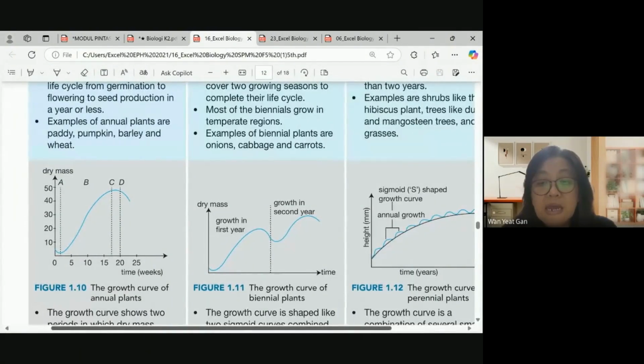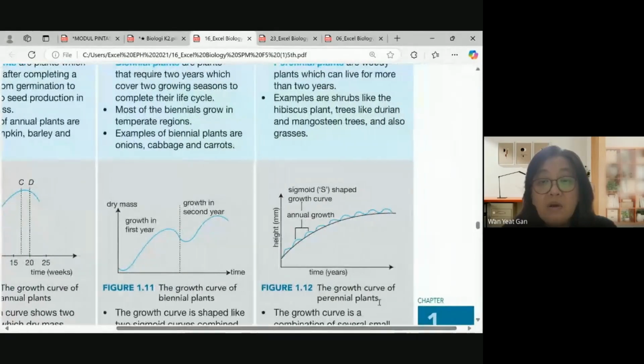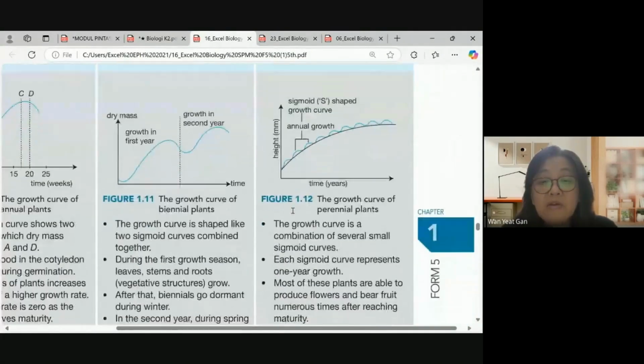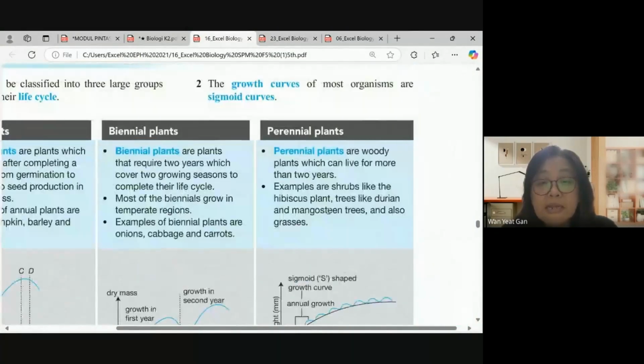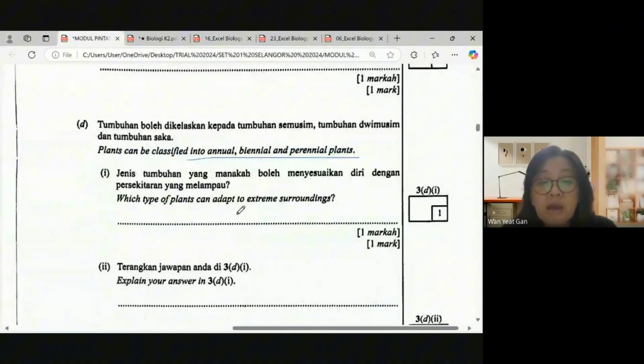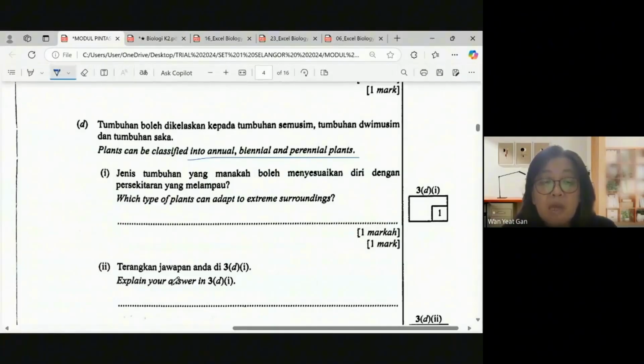Okay, they are plant that undergone secondary growth, and these are plants that can live for more than 2 years. So they are better adapted to live in extreme condition. So explain your answer.